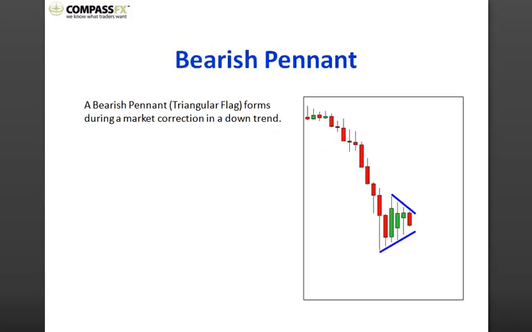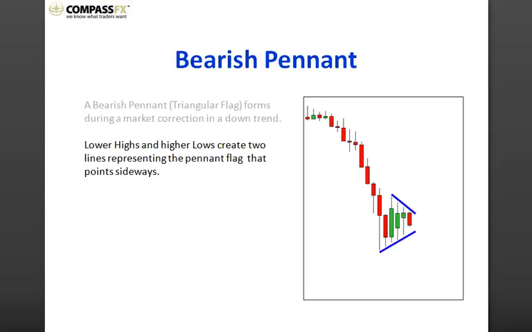A bearish pennant is a triangular flag formation that occurs during a market correction in a downtrend. It's easy to identify because it shows lower highs and higher lows, which create two lines that represent a pennant flag that points sideways. And a pennant flag usually consists of about 4 to 8 candles.